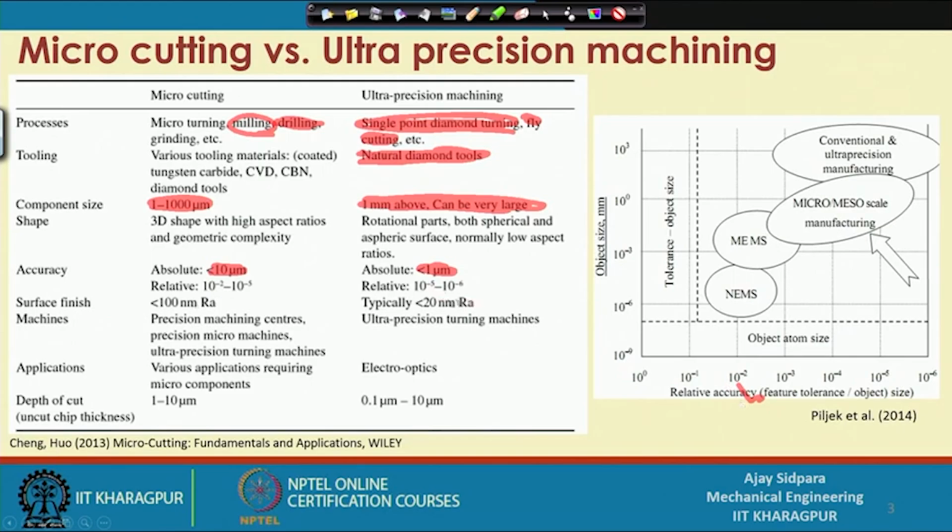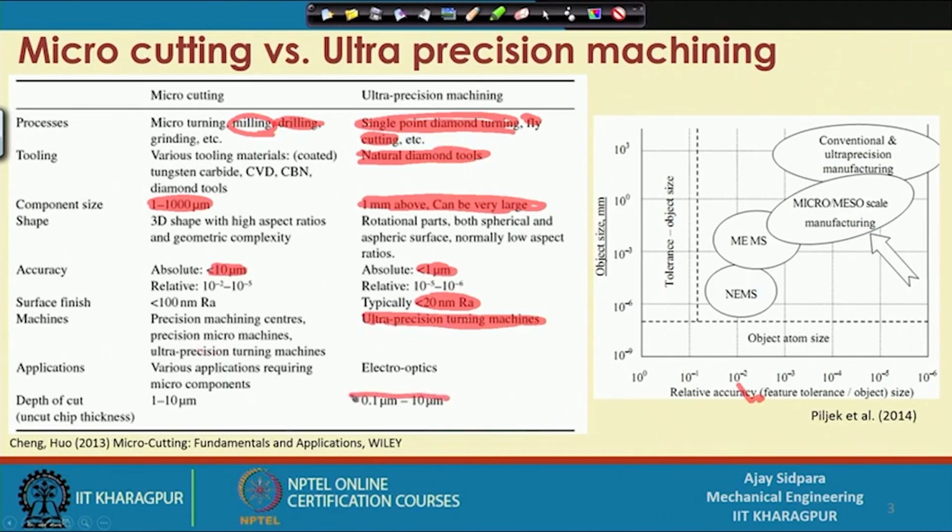Surface finish you can very easily get less than 20 nanometer. 20 nanometer is also high, many times you will get less than 1 nanometer of surface finish on different optical components. Machine, we use here the ultra precision turning machines for fabrication of different features, but we have seen that bigger size machines are available, micro machines are also available.